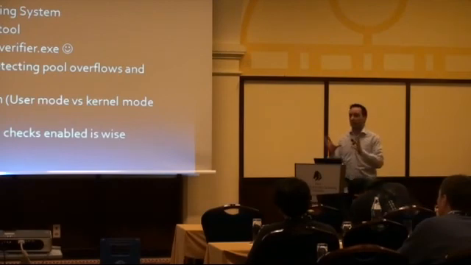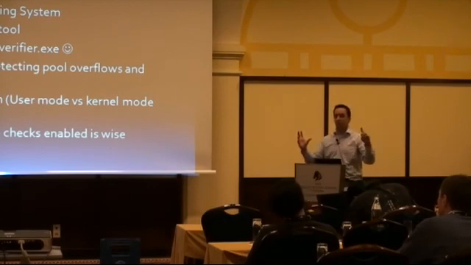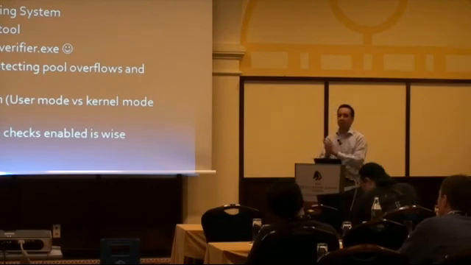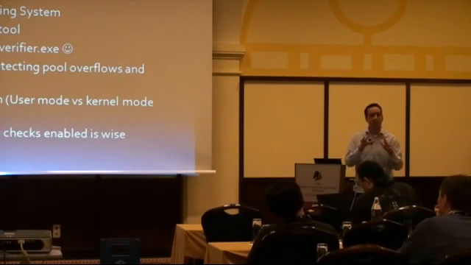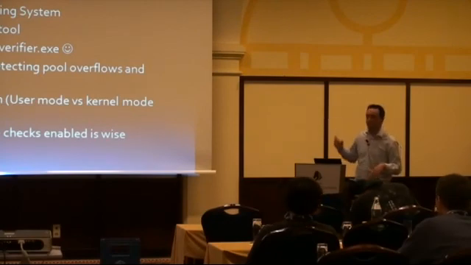Basically, with page heap in user mode, whenever you request an allocation, it will put a guard page before the allocation and at the end of the allocation. So if you perform a heap corruption, it's going to hit the guard page. We have a similar thing in kernel mode, called the special pool, and it can be enabled through verifier.exe.